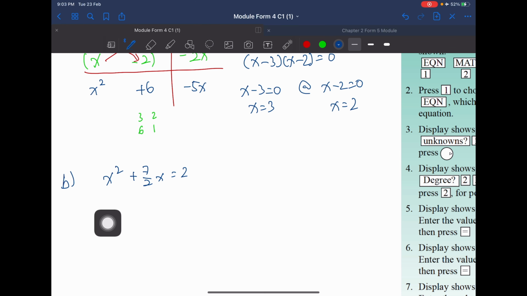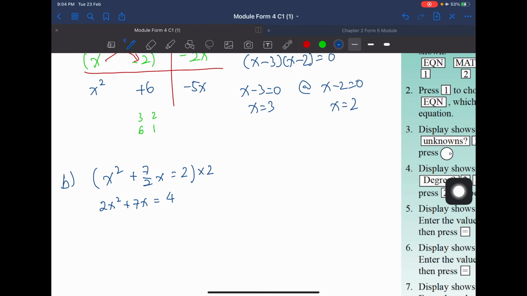Okay, look over here. Kita ada pecahan, so sebaiknya kita hilangkan pecahan. So macam mana nak hilangkan pecahan? Bawah ni over 2, so we need to multiply the whole equation by 2 in order to musnahkan pecahan itu. Okay, so expand, so we get 2x square plus 7x equals to 4.